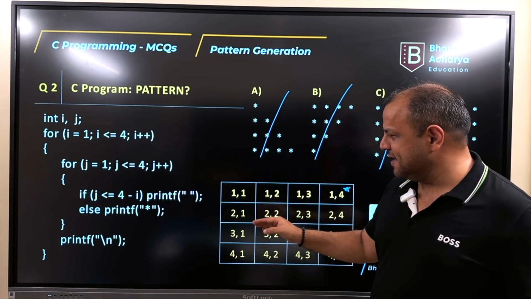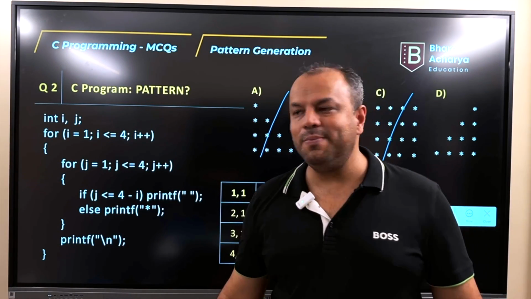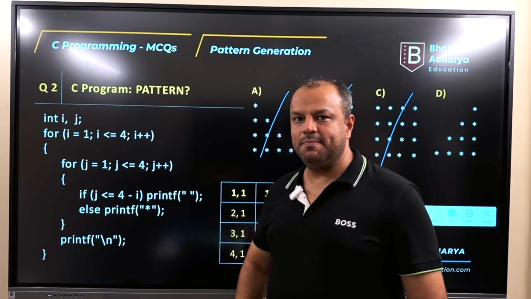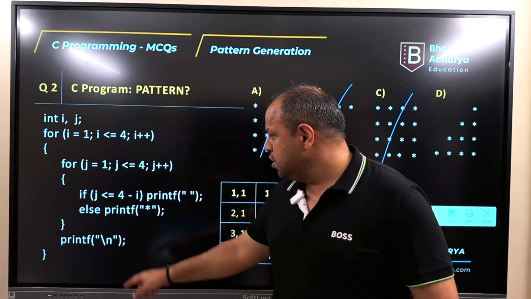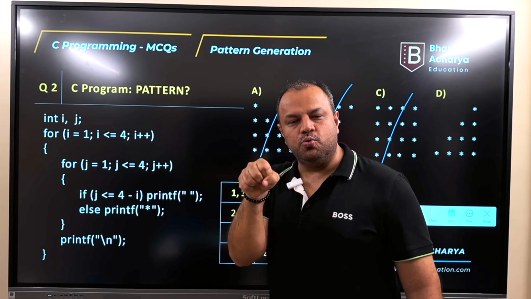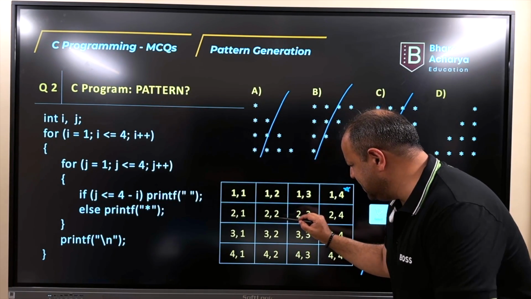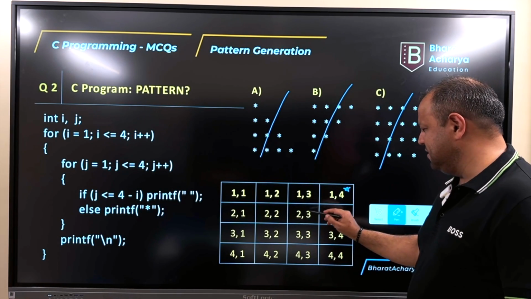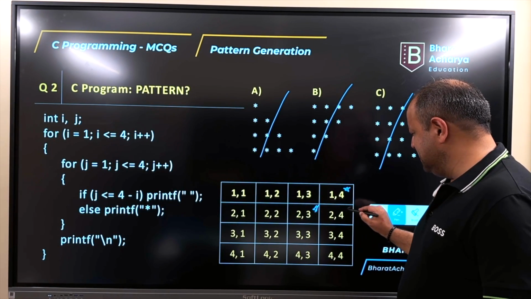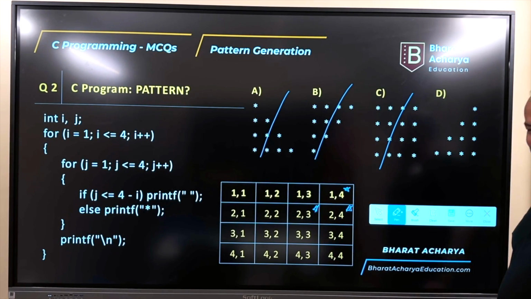Next row, second iteration. I becomes 2, that means 4 minus I becomes 4 minus 2, that is 2. So if J is less than or equal to 2, skip. Now, print a star, print a star. That means so far this looks like the correct answer.